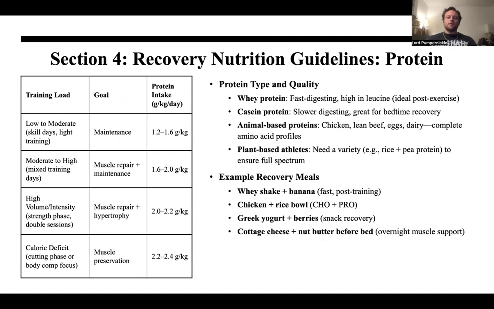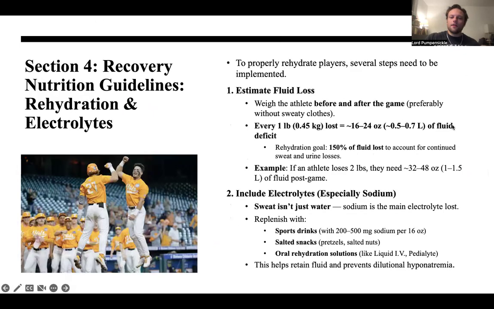And you have some animal-based proteins that could be utilized to complete the amino acid profiles, such as chicken, lean beef, eggs, and dairy. And you also have plant-based proteins. You need a variety of rice and pea protein to ensure you're tackling that full nutritional spectrum. Some examples of recovery meals that we could utilize are a shake with a banana for a fasting or post-training session, chicken plus a rice bowl, Greek yogurt and berries, and cottage cheese and nut butter before bed. Nutter butter, I guess. I can't believe it's not butter.